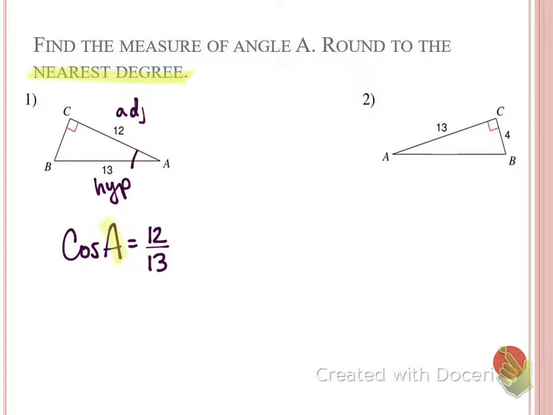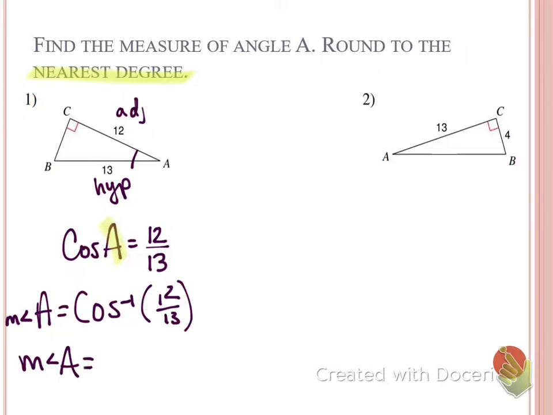So we're solving for an angle. You will use the shift button. So the measure of angle A, you'll do shift cosine of 12 over 13. You do not have to make it a decimal. You could just type in 12 divided by 13. Same thing. We're rounding to the nearest degree, so a whole number. So what do we get? 23 degrees.